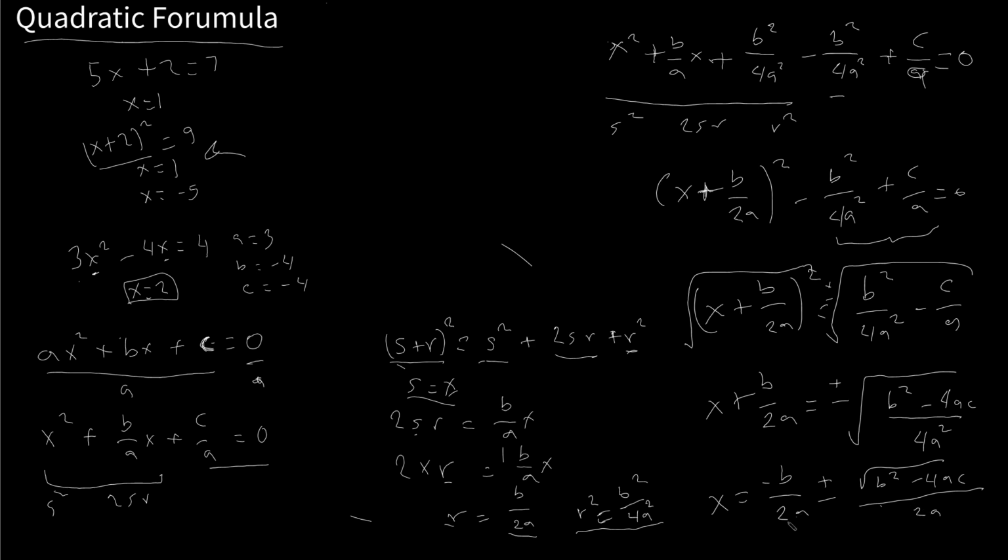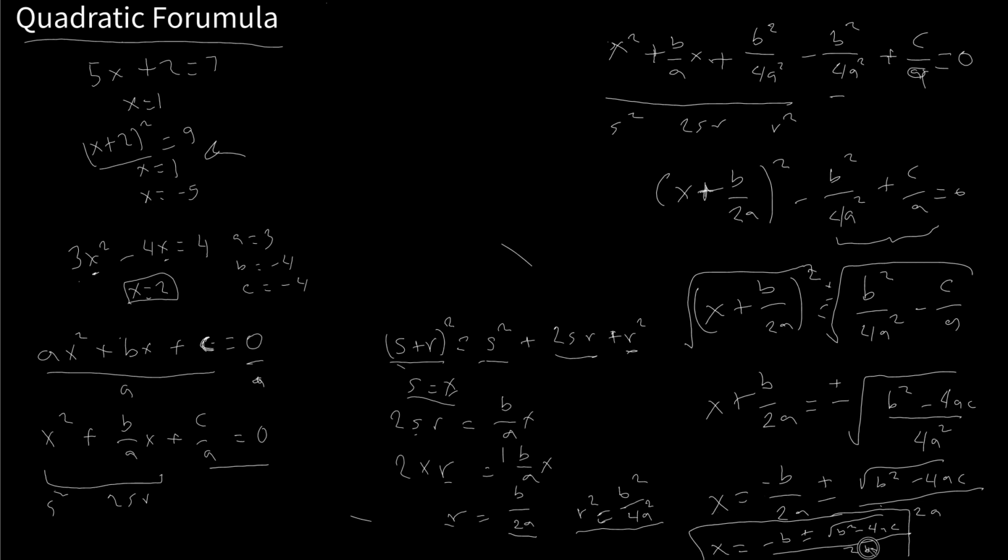So from this we can solve the quadratic equation, that's basically x equals negative b plus minus square root of b squared minus 4ac all over 2a. And this is how we derive the famous quadratic formula.